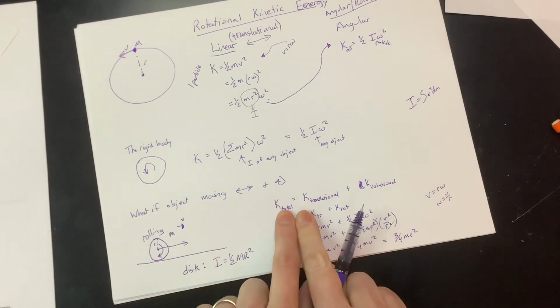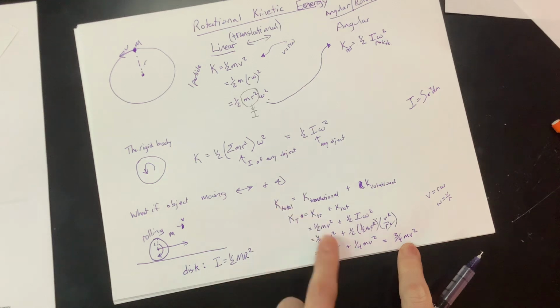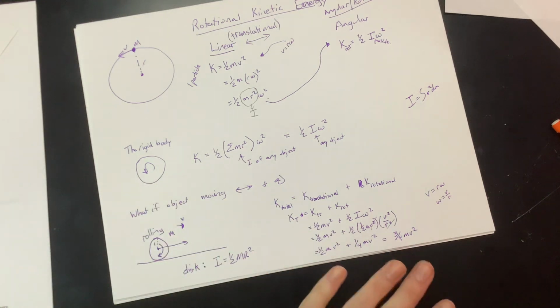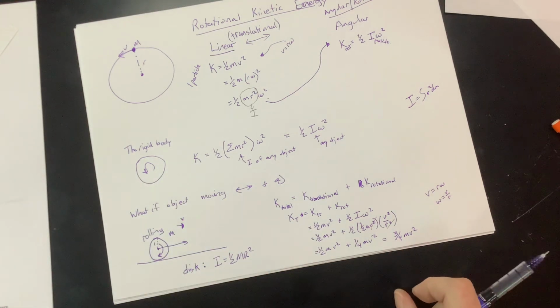So the total kinetic energy is the kinetic energy that it had because it's moving this way, plus a little bit of extra because it's also rolling. So that's what we do with rotational kinetic energy.